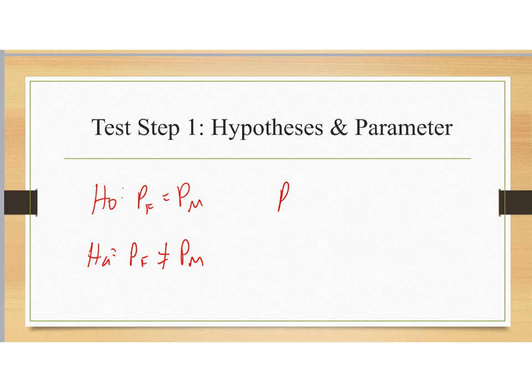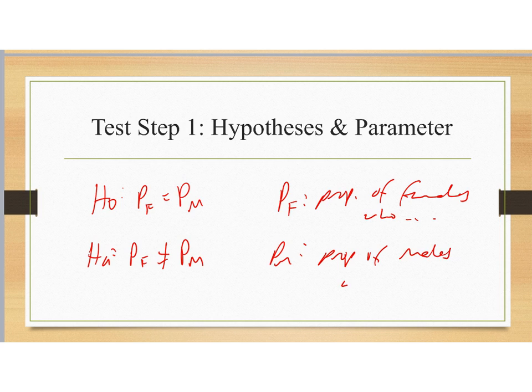Now, we would have to define what PF represents and what PM represents. Again, PF, and I won't write the whole thing, is the proportion of females who have seen an episode. You can't just say proportion of females. You've got to say what they did. PM is the proportion of males who have seen an episode, and you roll from there.